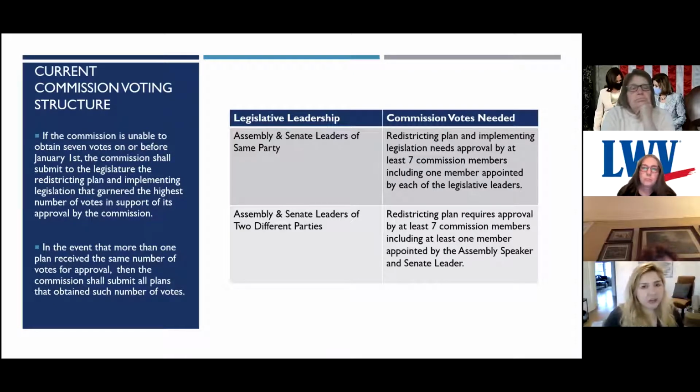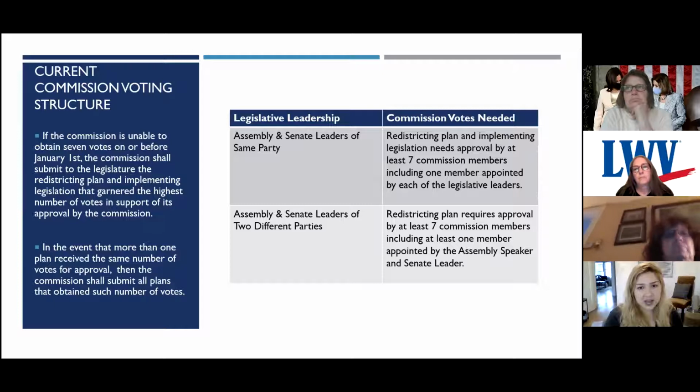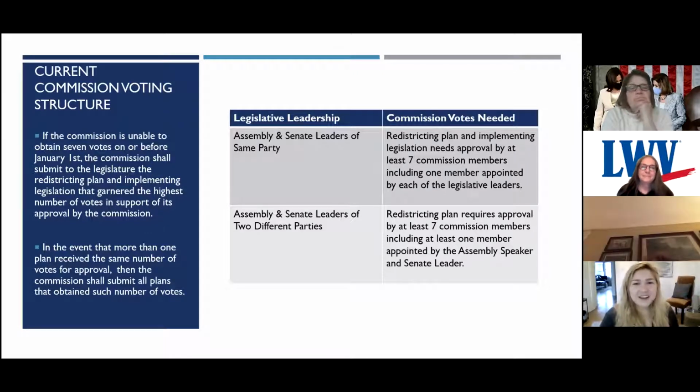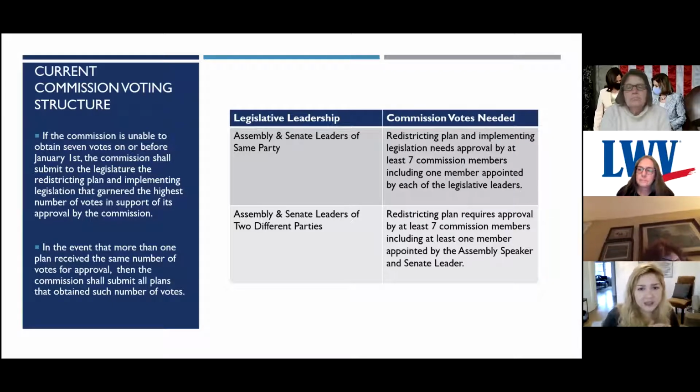On the other hand, in our current system, Democrats are in control of both the Assembly and the Senate. I'm sorry, I had that flipped, didn't I? Yeah, sorry. I always do this. If it's the same party, then it's 7 with just each of the legislative leaders. And if we have 2 different parties, then the redistricting plan requires approval by at least 7 commissioners, including at least 1 appointee by the Assembly Speaker and Senate leader. So either way, we have to have the minority party give their input when we're approving these maps.